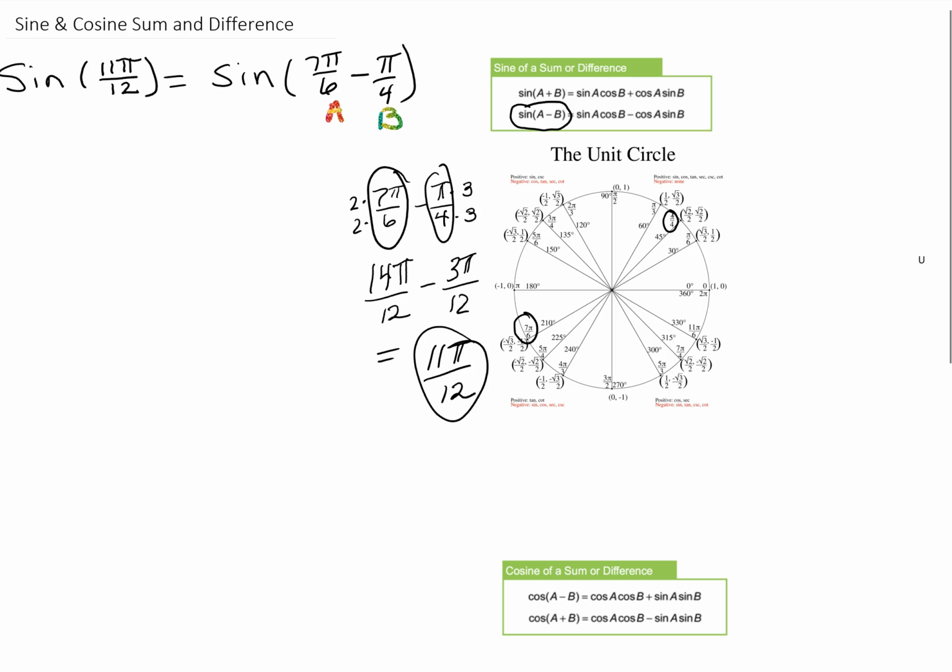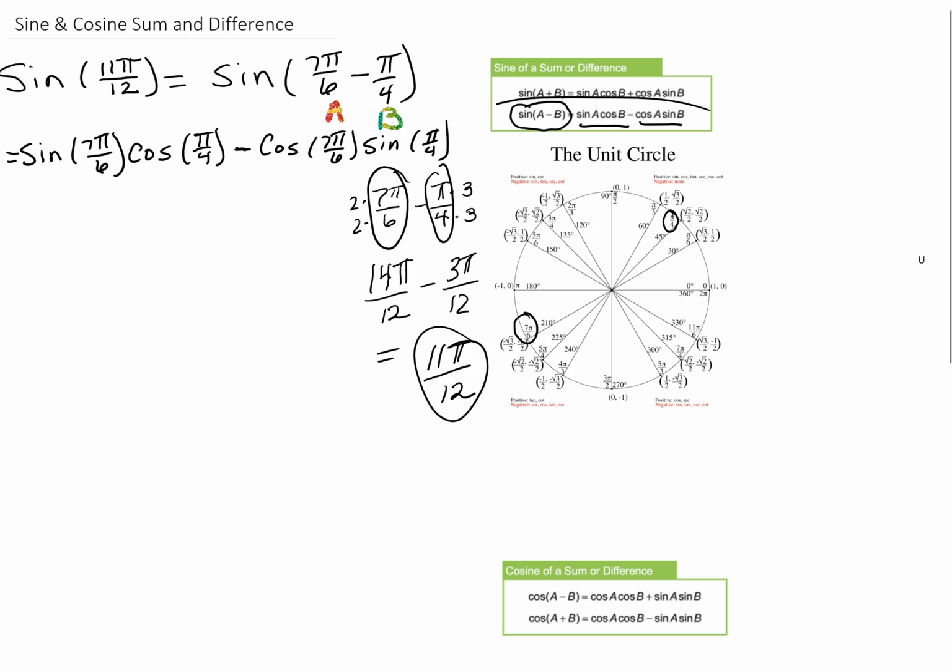So let's see here. This is how we write it out. Sine 7 pi over 6, we're using this one right here, cosine pi over 4, minus, and then now this, cosine 7 pi over 6, and then sine of pi over 4. Now we have set up using this identity right here, and that's what we went ahead and filled in here and here.